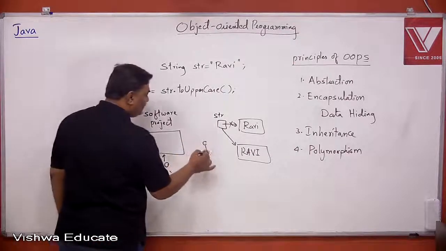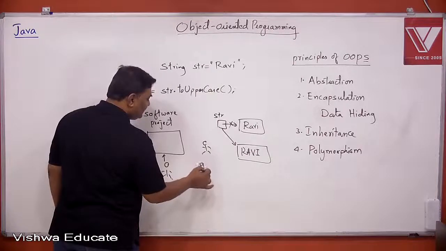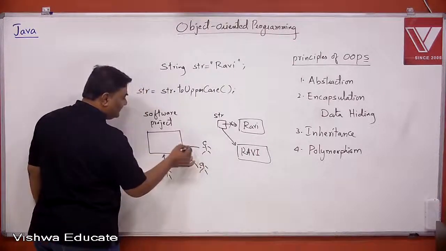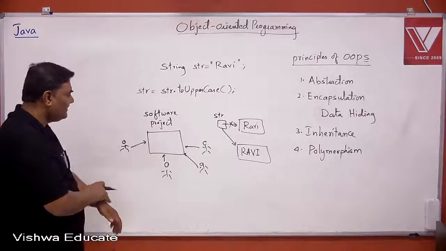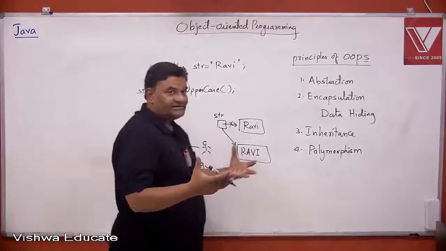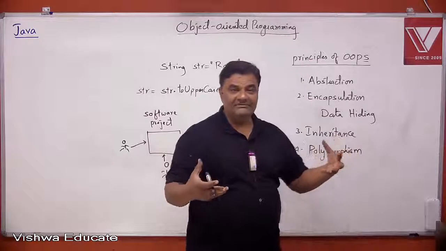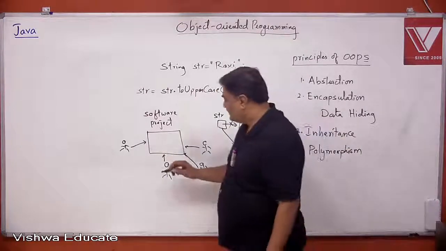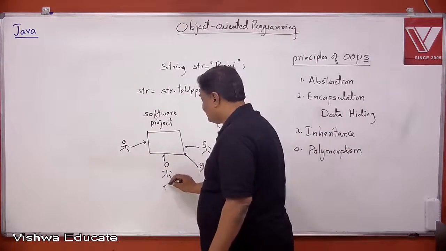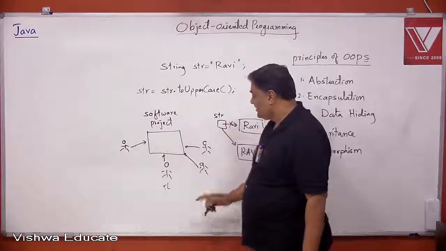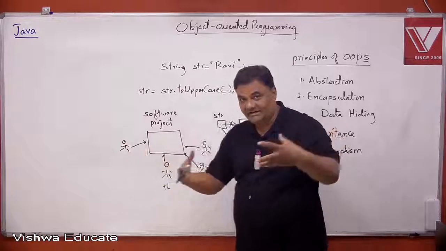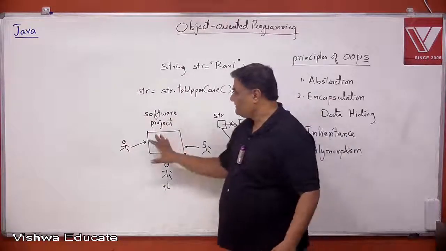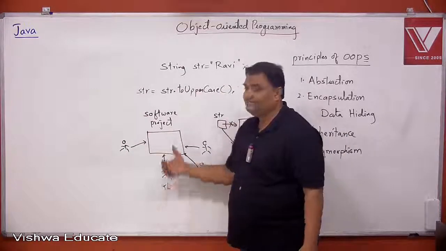A team of programmers will all be working on this project. Everybody will be writing some piece of code. Suppose he is a team leader, TL. They have all given their code. Now all that code should be integrated together to form a single project. Who will integrate? Let us say the team leader is integrating.